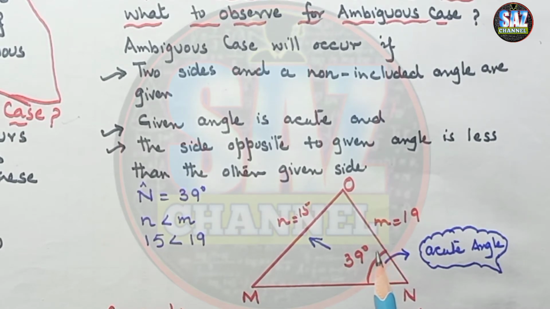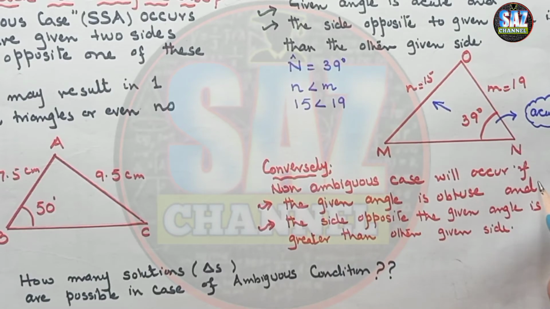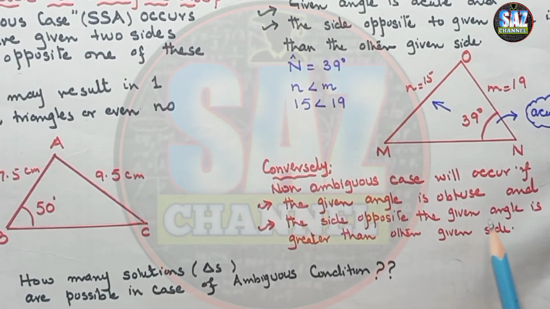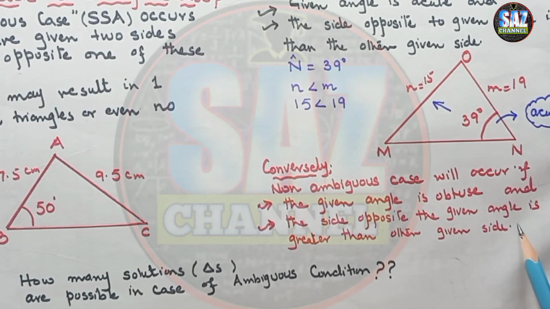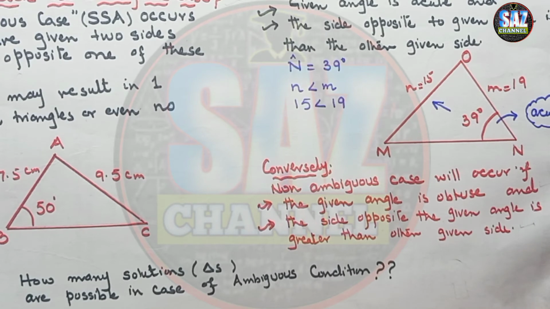Now when we have decided that this is the ambiguous case, how do we decide that this is not the ambiguous case, and we will have one definite solution? A non-ambiguous case will occur if the given angle is obtuse and the side opposite to the given angle is greater than the other given side. In this lesson, I'm just giving you the observations, the points which will help you in identification of ambiguous or non-ambiguous cases when you are solving an oblique triangle with the help of the sine law.